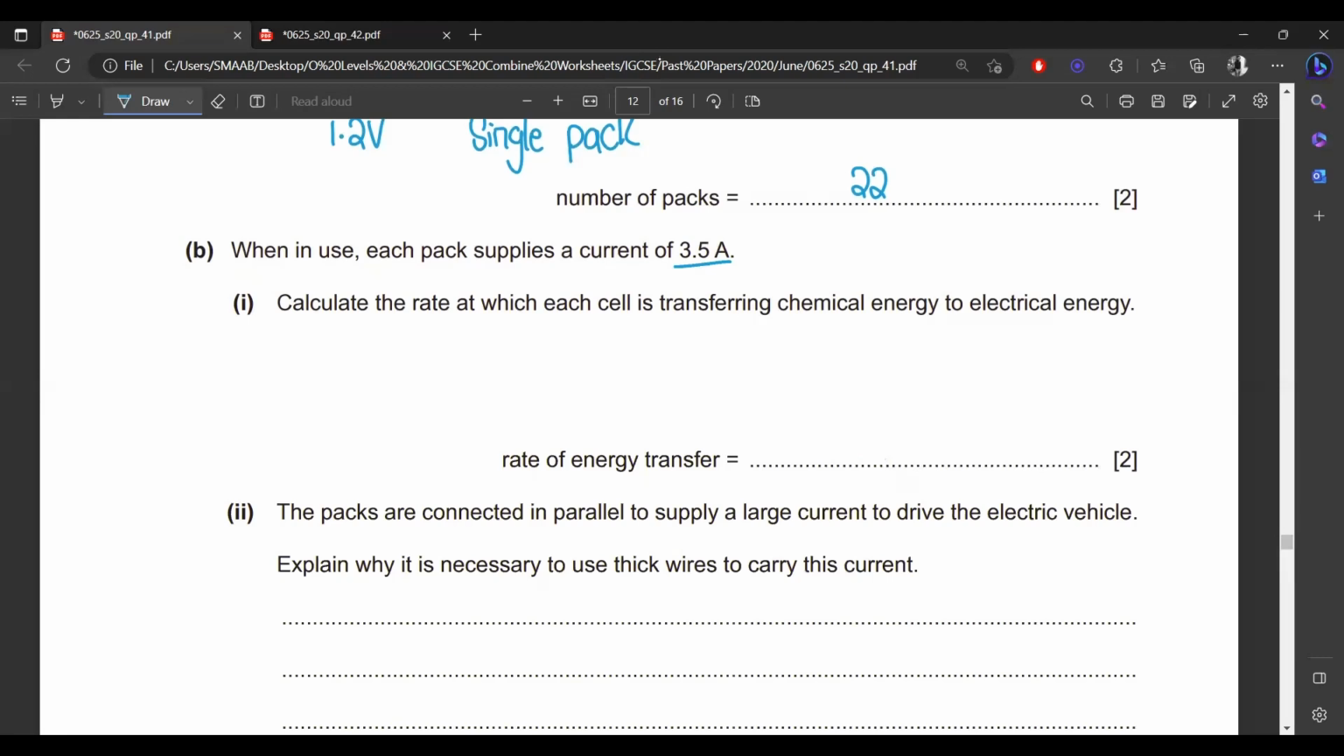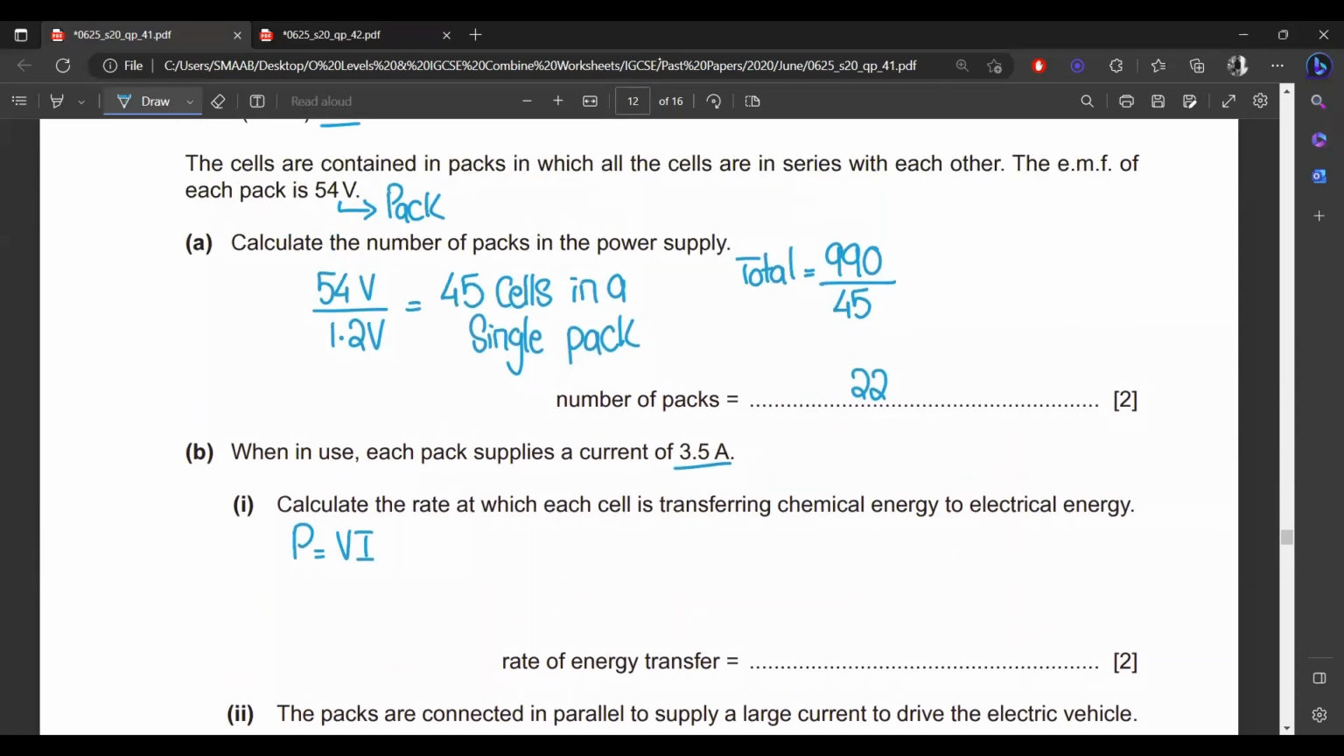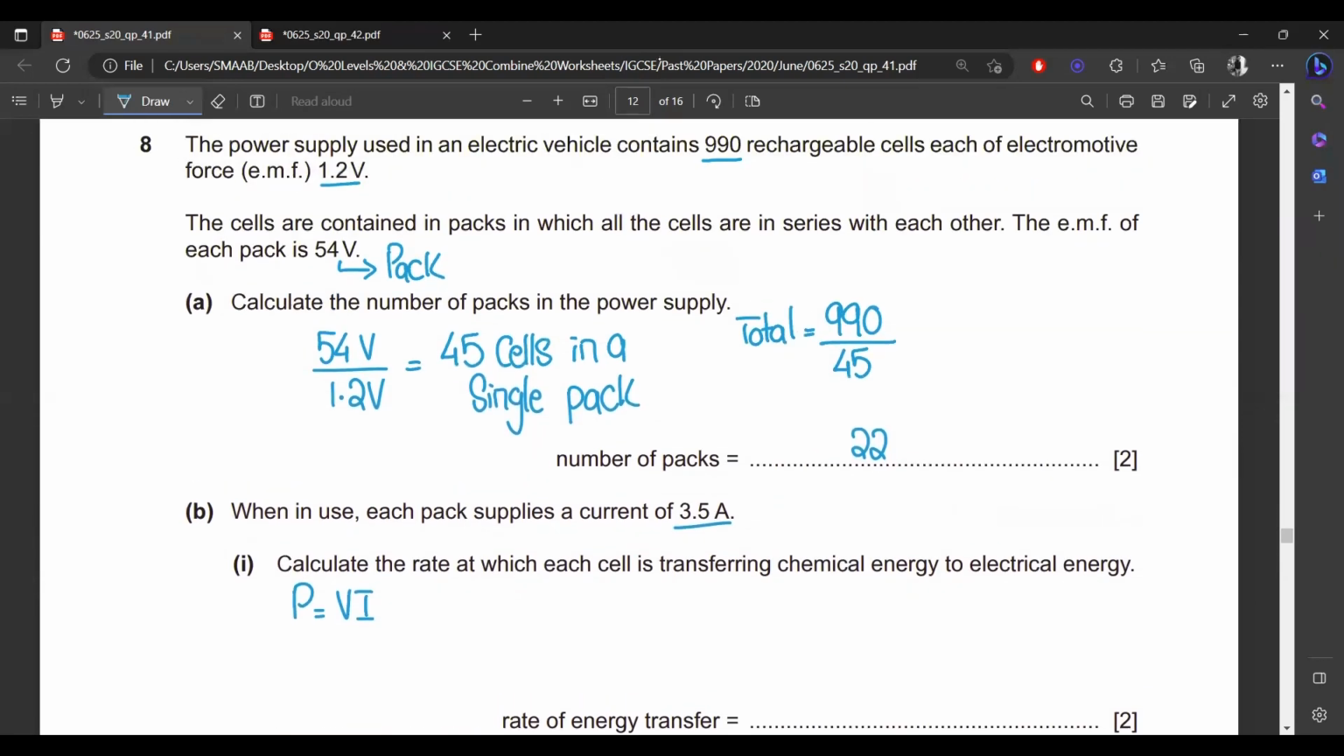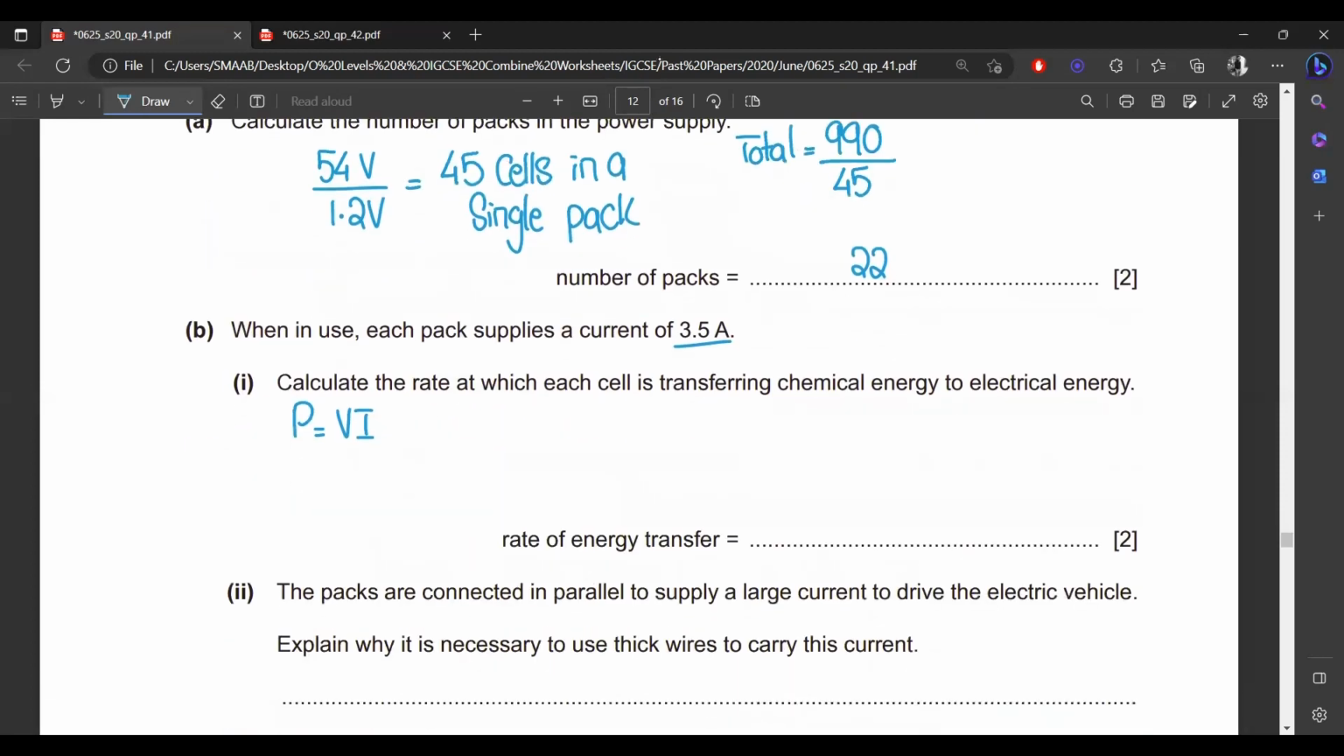So if we need to calculate the power, power will be equal to VI. So 3.5 is the ampere which we are getting from each pack of a battery. And what is the next value? The voltage of each cell is 1.2, right? So the voltage of each cell is 1.2 and the current from each pack is 3.5 ampere.